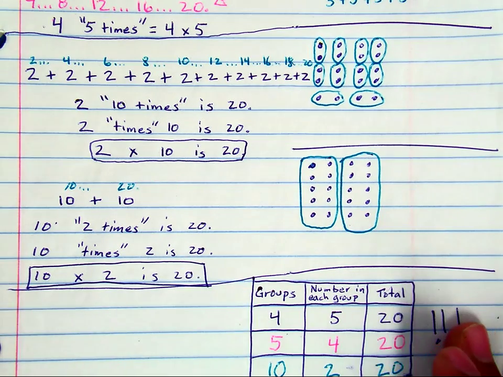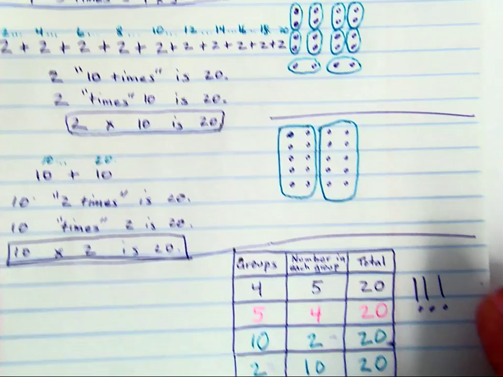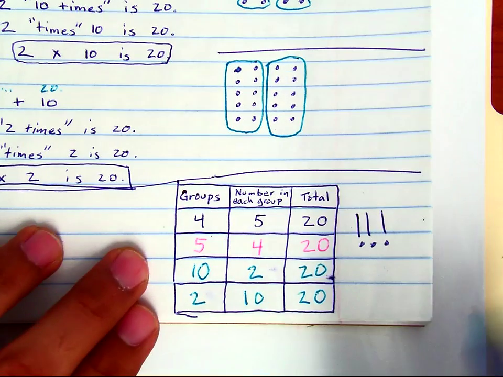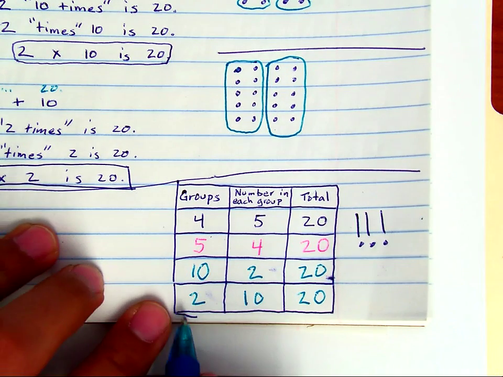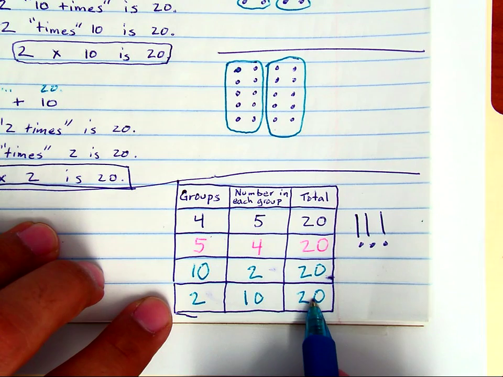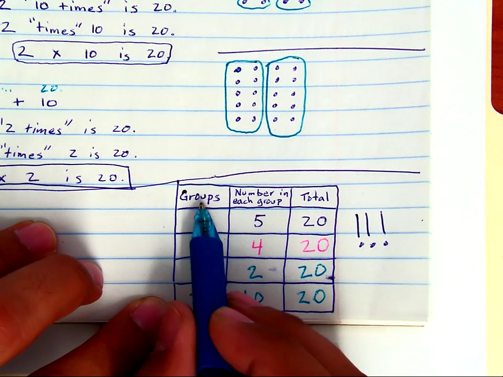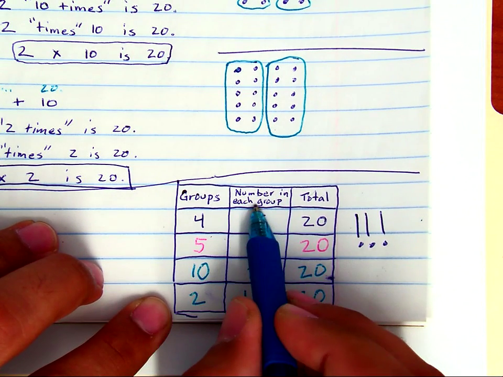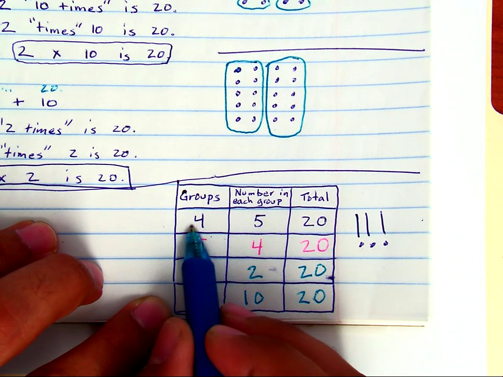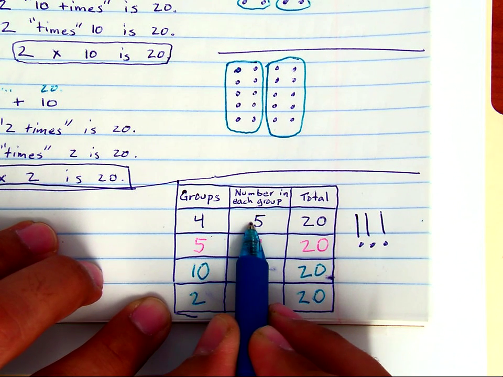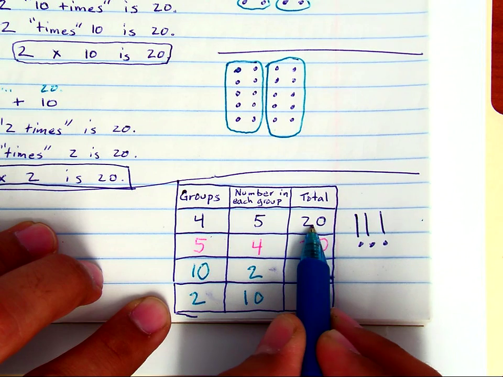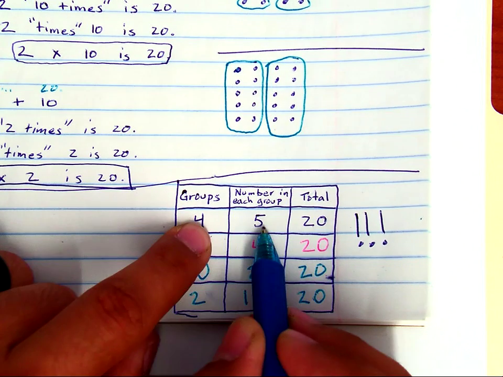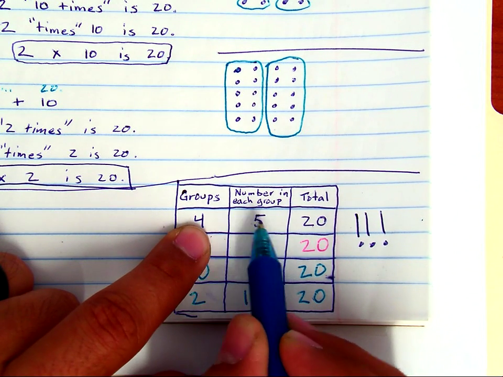Now here, students will be asked to show all of the different ways that you can get 20 by adding different groups with different numbers in each group. So if you have 4 groups with 5 in each group, you're going to have 20. 4 groups with 5 in each group. So that's 5, 10, 15, 20.